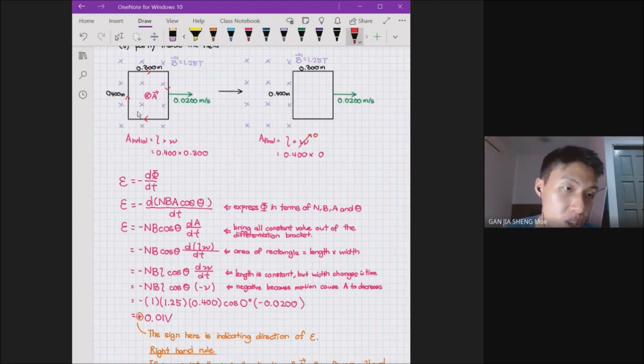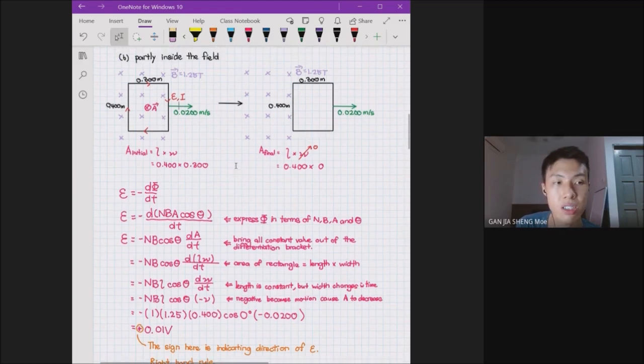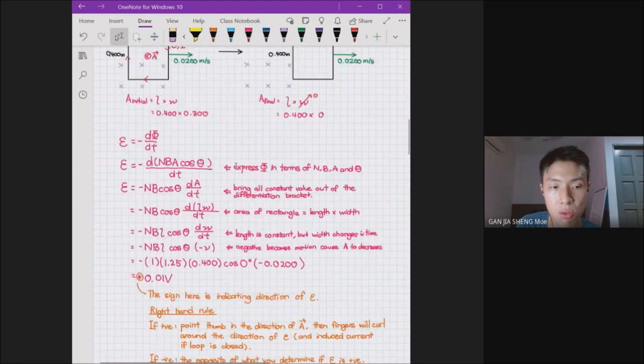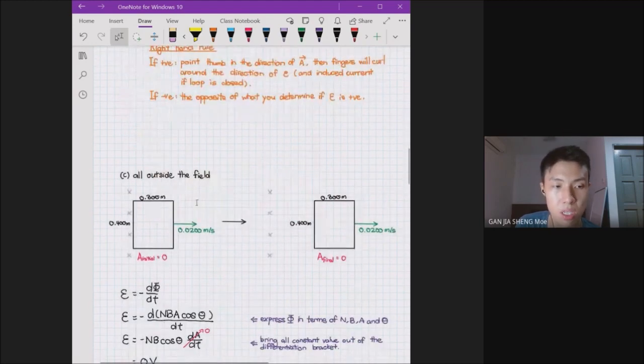So this is your induced EMF, and because it's a closed loop, you should also experience induced current. So there will be current flowing clockwise in this loop over here. That is what happened during the journey when it exits the magnetic field. Now let's continue to look at the journey when it's all outside the field.